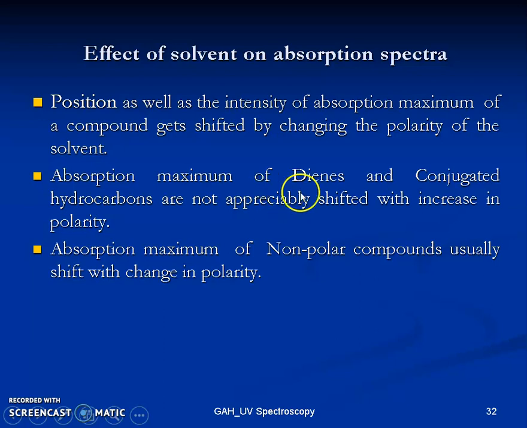Absorption maxima of dienes and conjugated hydrocarbons are not appreciably shifted with increase in polarity. I mean to say, the lambda max of this class of compounds, which have the electron rich character, that is dienes and conjugated hydrocarbons, is not much affected with increase in the polarity. Rather, absorption maxima of polar compounds are usually shifted with the change in polarity. So we need to remember this.